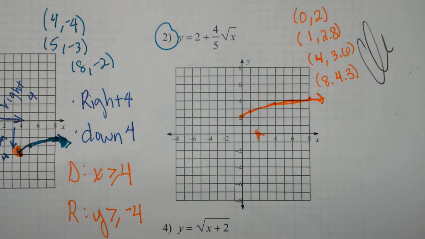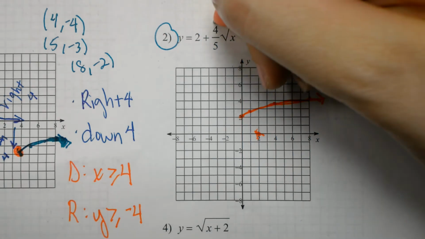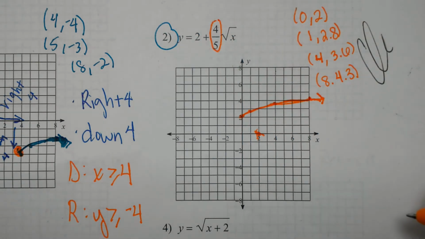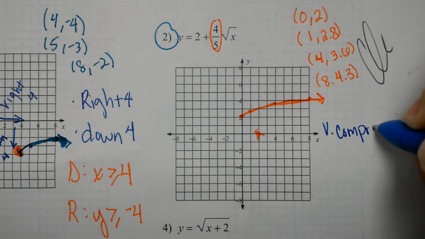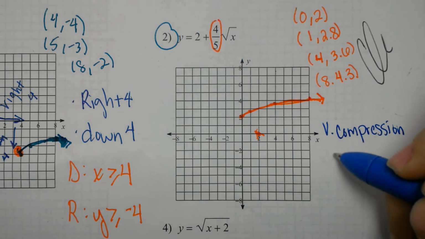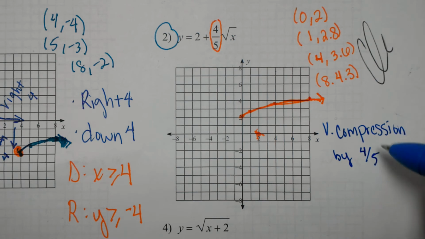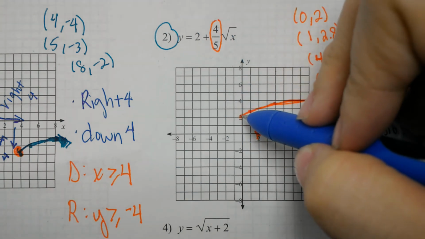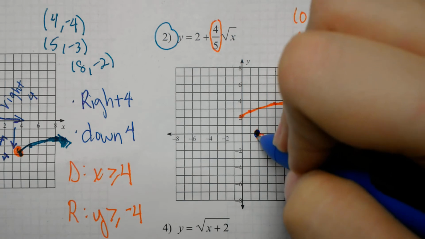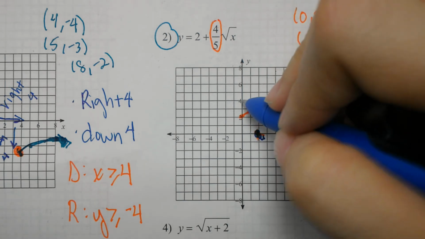So it looks a little bit flatter than number 1 did. I was multiplying by a number that's less than 1. That's called a vertical compression. And then I added 2. So it should have started at the origin, but it started at 0, 2. So I went up 2.